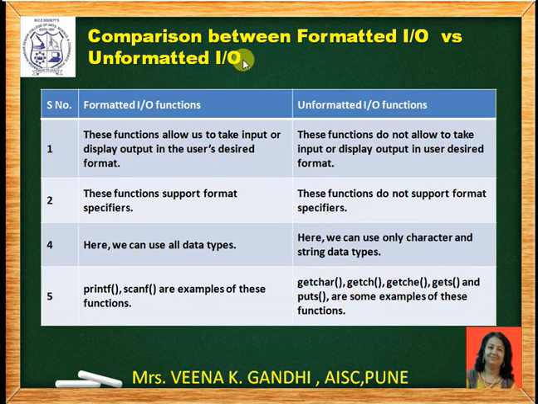Let us see the difference between formatted IO and unformatted IO. Formatted IO functions allow us to take input or display output according to the user requirement or in the user desired format. Unformatted IO functions do not allow taking input or displaying output in the user desired format. Formatted IO functions support format specifiers, while unformatted IO functions do not support any format specifiers. Formatted IO functions accept all types of data, while unformatted IO functions only accept character or string type of data. Examples of formatted IO functions are printf and scanf. Examples of unformatted IO functions are getchar, getch, gets, putch, puts.